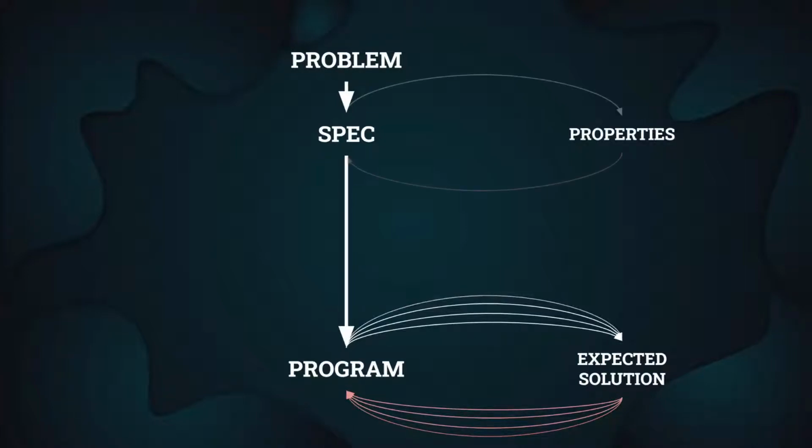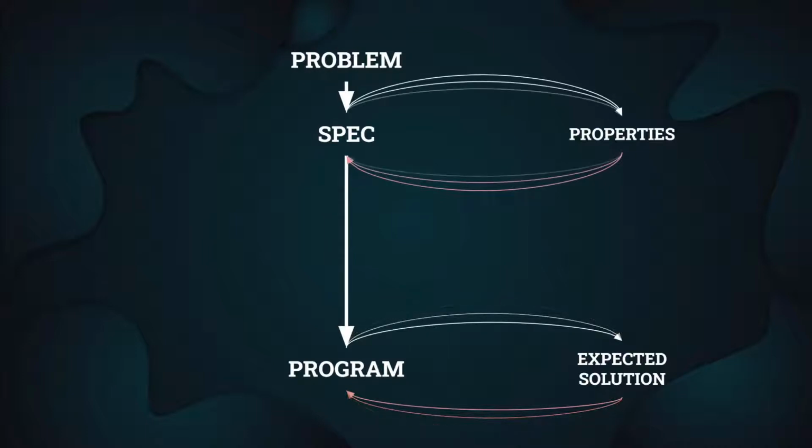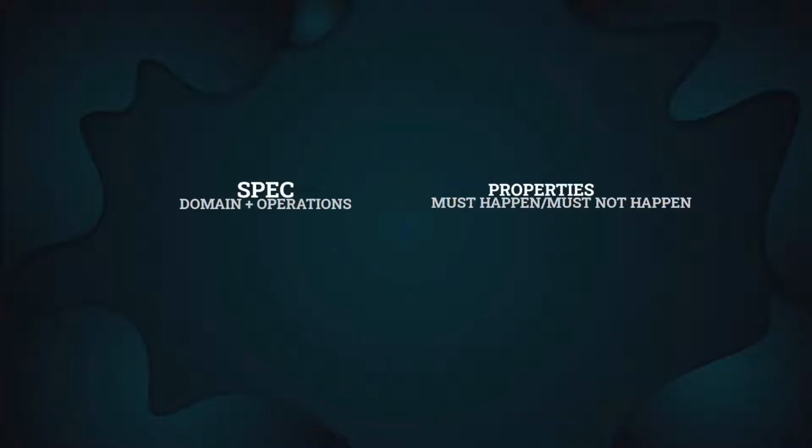A similar cycle of validation and fixing then occurs, although this removes future issues we will have in our program, leaving the more technical ones to deal with. Let us focus on the spec and properties part. The specification will involve specifying the problem domain and the solution's related operations, while our properties will involve things that must happen and things that must not happen.